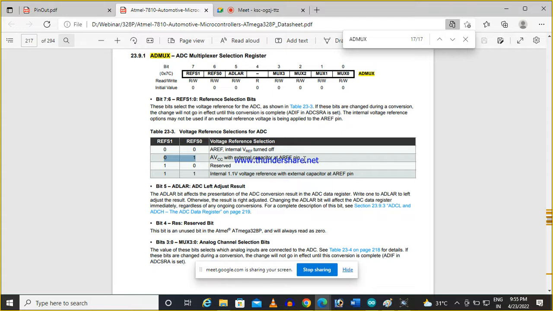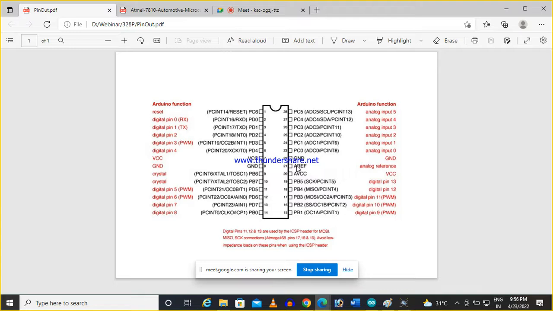That means if I connect 5 volt there, then it will be able to measure 0 to 5 volt. If I connect 12 volt, then it can measure 0 to 12 volt. That means if I connect to that analog reference pin, if you go to the pinout, you see this is the pin, the analog reference pin.